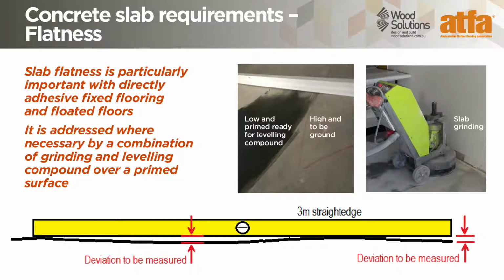The second photo shows a slab being ground, which not only flattens out high spots, but will also clean up any contaminants on the slab. This is particularly important when flooring is adhesive fixed. Before laying timber flooring over a slab, moisture levels need to be measured to ensure a slab is dry and at an appropriate moisture content.